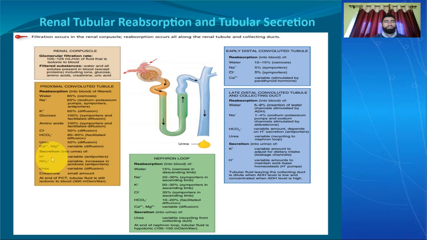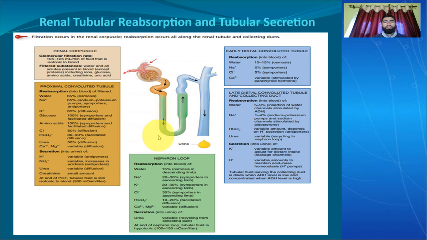Secretion of H positive ion, ammonium ion, urea, creatinine. At the end of the PCT, the tubular fluid is still isotonic to blood, and the tonicity is about 300 milliosmoles per liter.